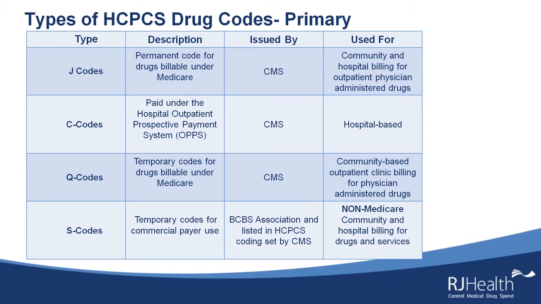C codes come out more frequently than J codes. J codes typically are released for new products on the calendar year. C codes can be released in the midpoint of the year or on a quarterly basis. These are typically hospital-based, again, for outpatient hospital billing. They're paid underneath OPPS, the Hospital Outpatient Prospective Payment System. They are also created by CMS.